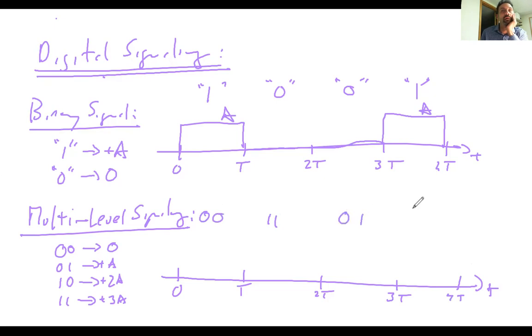And suppose I'm communicating now, instead of just one bit, it's 00 11 01, and then 11 again. What does that look like? 0 amplitude value all of a sudden shoots up to 3A. 01 means I now go down to A. And now 11 again, 3A.